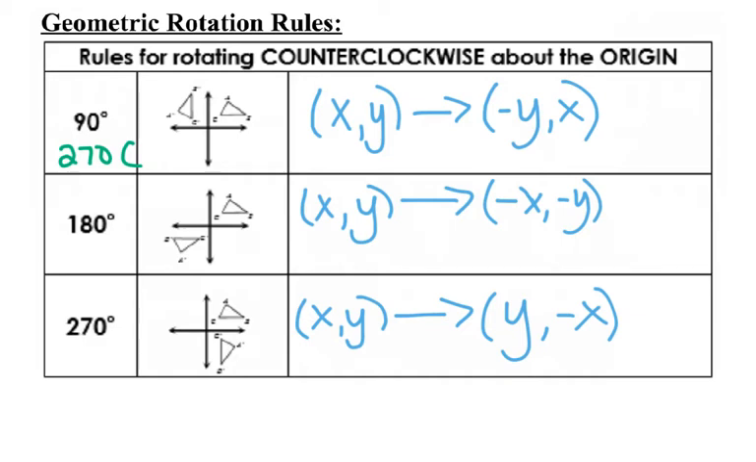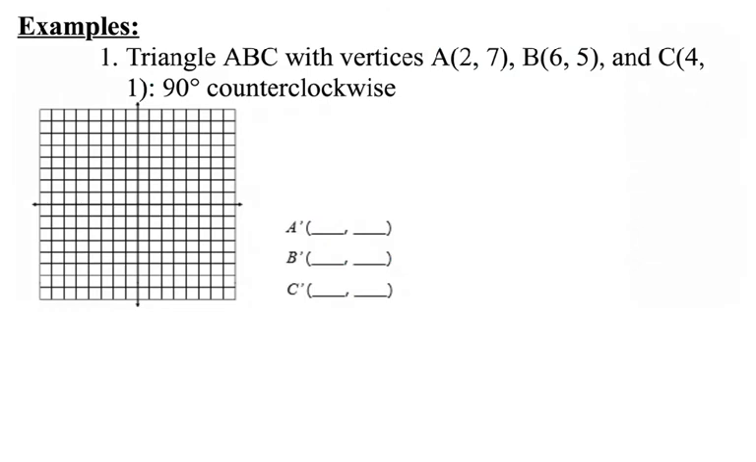Okay, here we go. So here's our first example. Triangle ABC with vertices A is 2, 7, B 6, 5, and C is 4, 1. I want you to go ahead and graph that and label it. And I'm going to do it in 2 separate colors, so if you want to, you can. If not, it's cool. So graph it and label it.